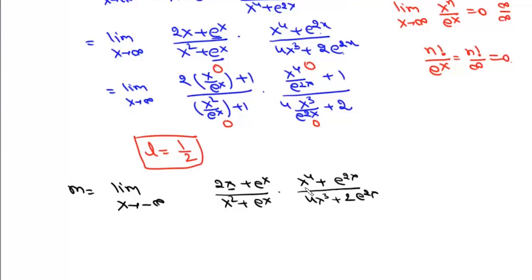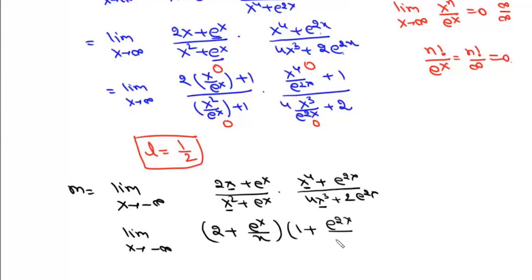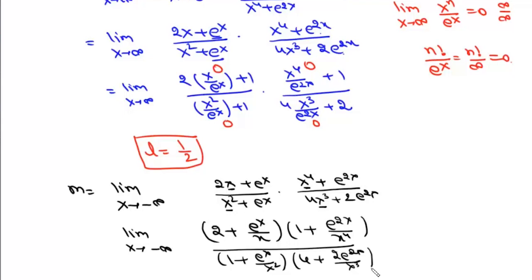Now here this is x and x to the power 4, x to the power 5. Here it is x square and x cube, x to the power 5. So we'll divide everything with x to the power 5. So we can write limit x tends to minus infinity. This is 2 plus e to the power x upon x, and here it will be 1 plus e to the power 2x upon x to the power 4, and this is 1 plus e to the power x upon x square, and here will be this 4 plus 2 e to the power 2x upon x cube.